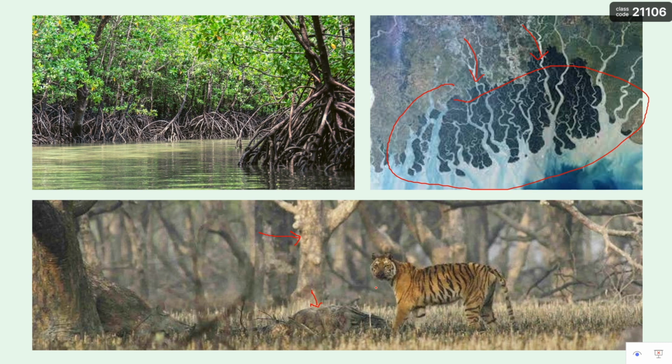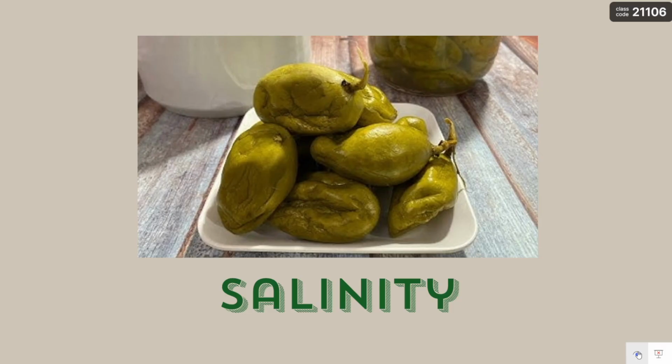So what is special about these trees? The first problem is that of salinity. Now, unfortunately, I've had to use a photograph of mangoes, and so again, you're going to think that mangroves have something to do with mangoes. Please remember, they have nothing to do with mangoes.